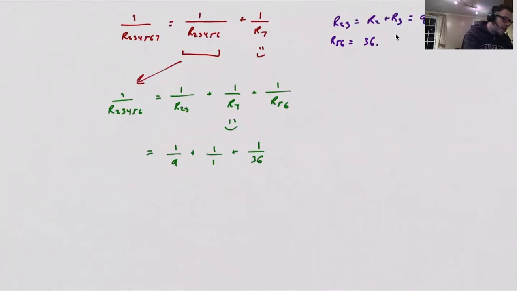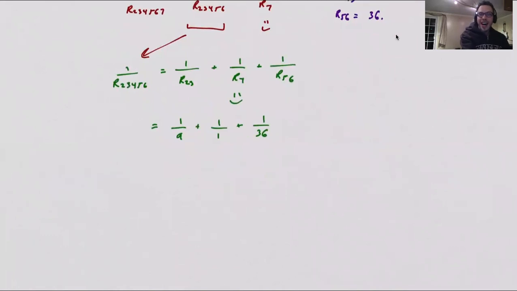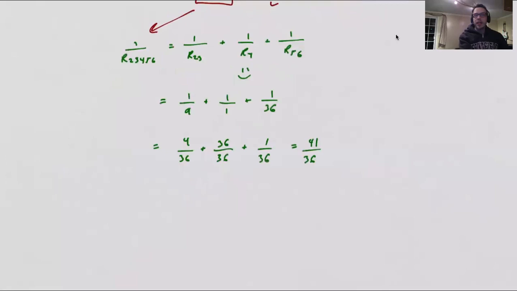Okay, so with that, we can use a common denominator of 36, right? This would be 4 of 36 plus 36 of 36 plus 1 of 36. This is also known as 41 over 36, which means that if we then want to take the inverse of this to get R2,3,4,5,6, that resistor is also known as 36 over 41, which you could convert to a decimal if you want, or you can just leave it as such.